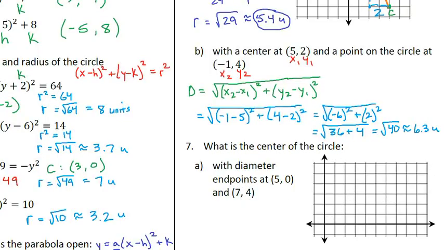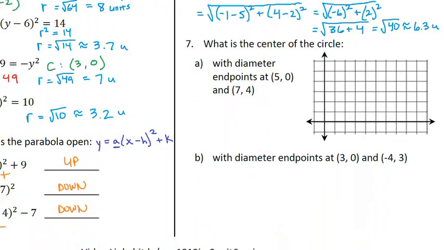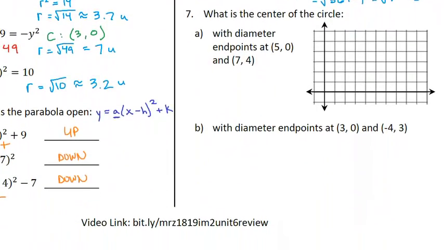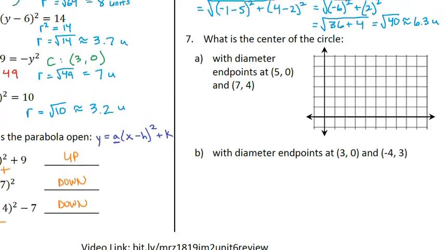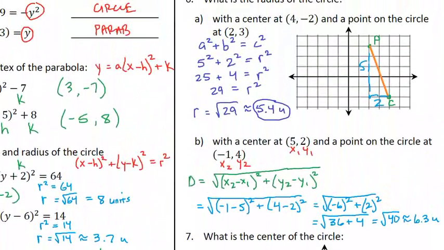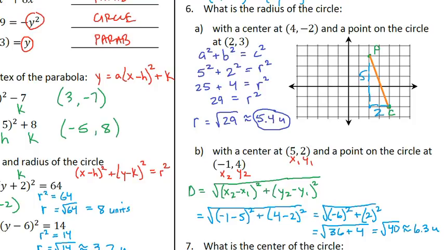All right, we're at question number 7. What is the center of the circle with diameter endpoints at (5, 0) and (7, 4)? Now, I'm going to let you guys know, a lot of students just assume this is the same question as the one we just came from. But look at the difference.